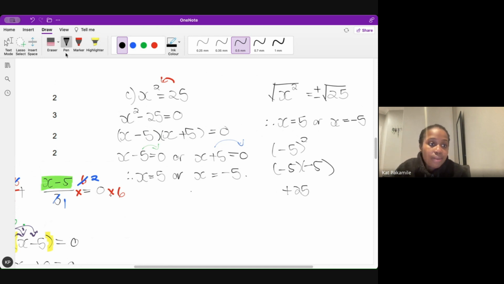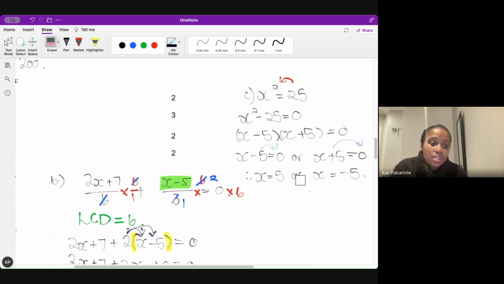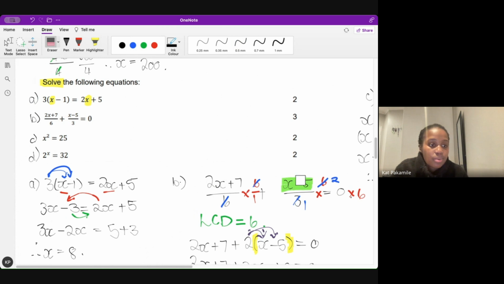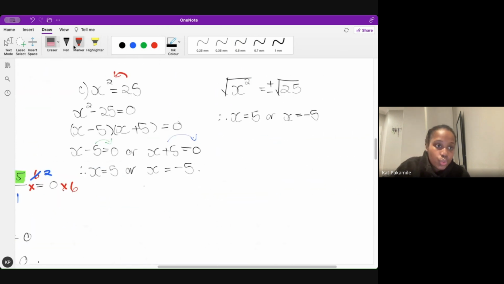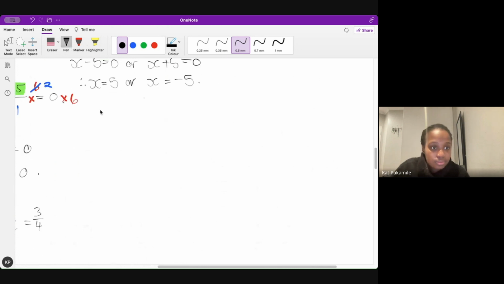All right. Wonderful. And then let's look at D. D says 2 to the power of x is equal to 32. I should write it at the bottom probably, as to not confuse everyone. 2 to the power of x is equal to 32. Okay, what do we want to do here? What do we want to do with this question?